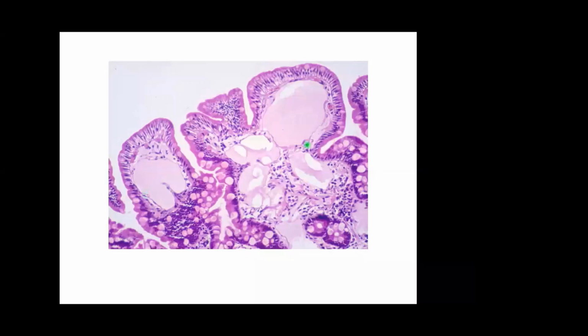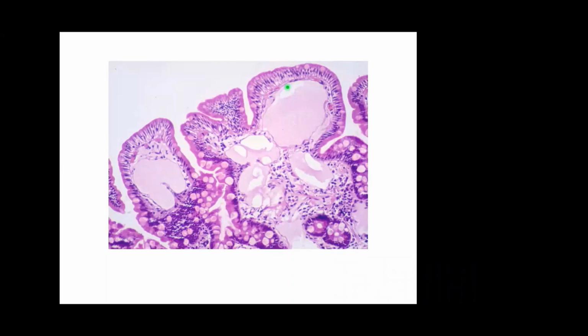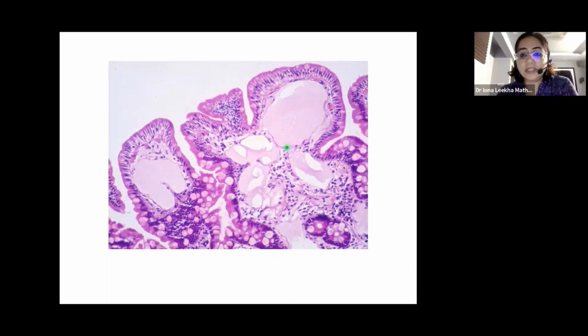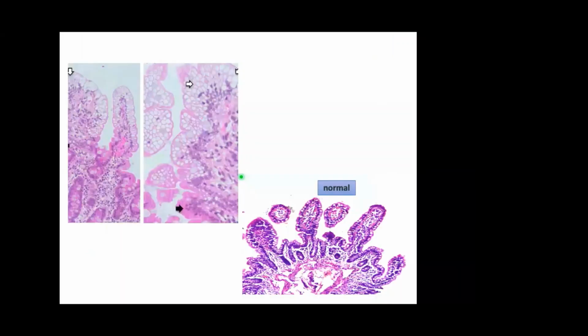Focus on the dilated lymphatics. This is lymphangiectasia, as you said. Lymphangiectasia means there is dilatation of the lymphatics. You see dilated lymph spaces which are lined by flattened endothelial cells. So this is a case of intestinal lymphangiectasia. This anyone can say.